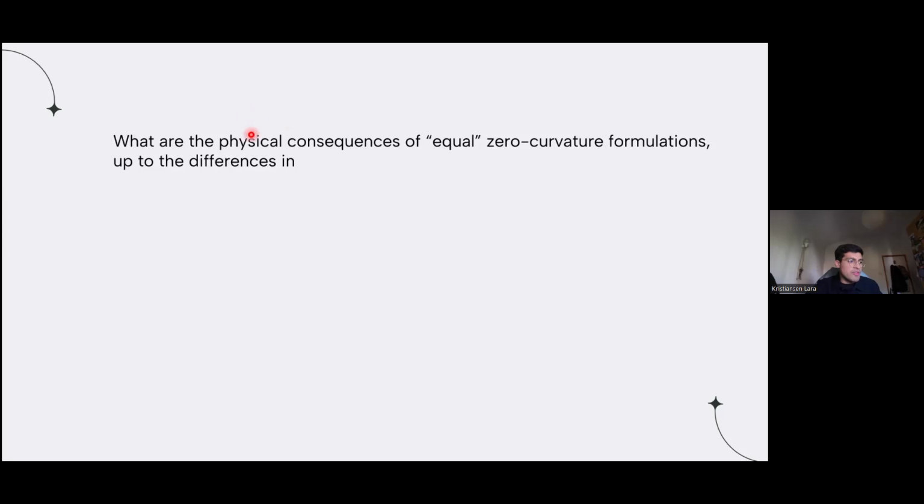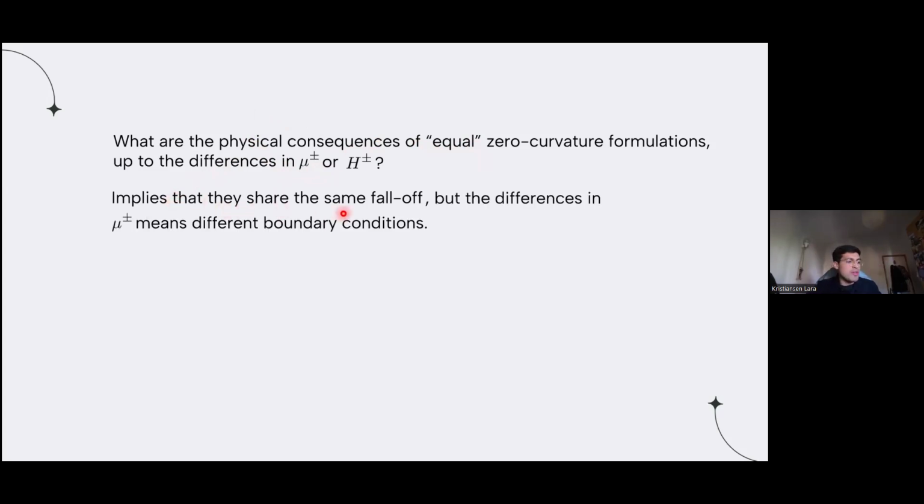So what are the physical consequences of equal zero curvature formulations, up to the difference in mu or h? Well, it implies that from the imposition of boundary conditions on the gravitational field, both KdV and dim will share the same falloff from the Chern-Simons perspective. I'm going to show you in detail, but this is the spoiler. They will share the same falloff, but the difference will lie in mu. So choosing different mu, basically different Lagrange multipliers. Remember that Lagrange multipliers are not constrained by the equations of motion. It means different boundary conditions.